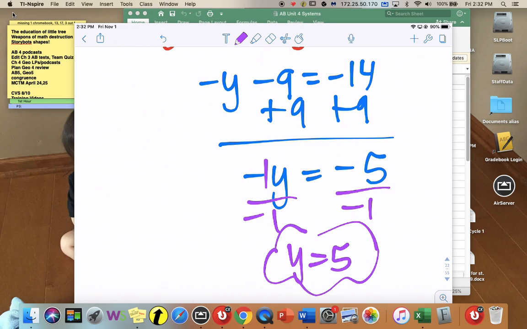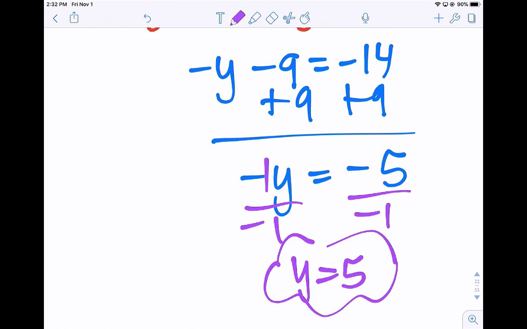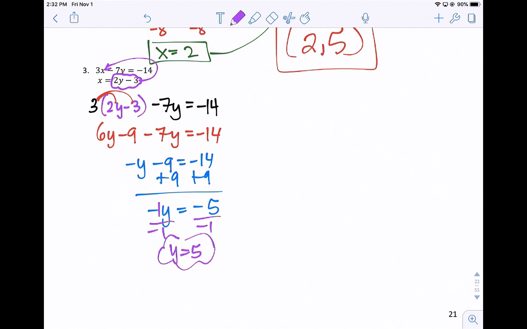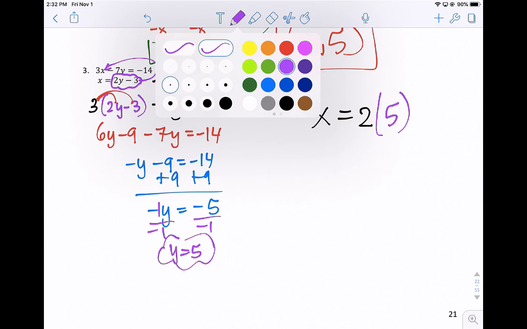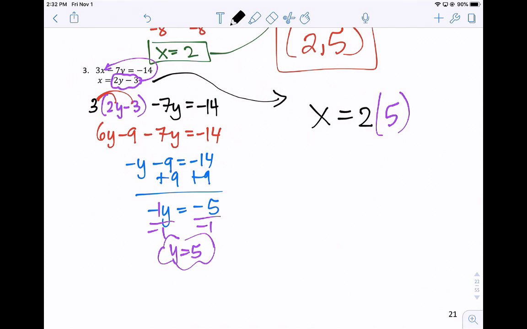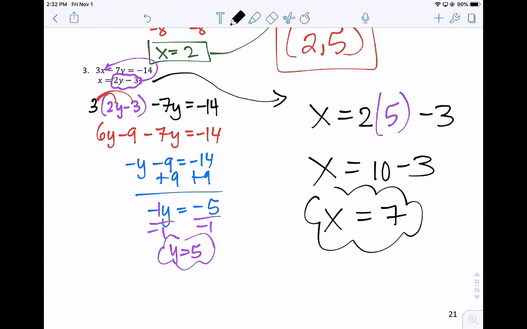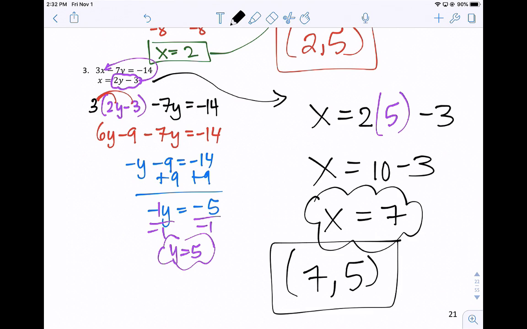Let's solve. Oops, I didn't realize this was minimized. Let's solve for x. So now we're going to plug into this original equation. x equals 2, and plug in your 5. And then minus 3. So we get x equals 7. So these two lines do cross, and they cross at the point (7, 5).